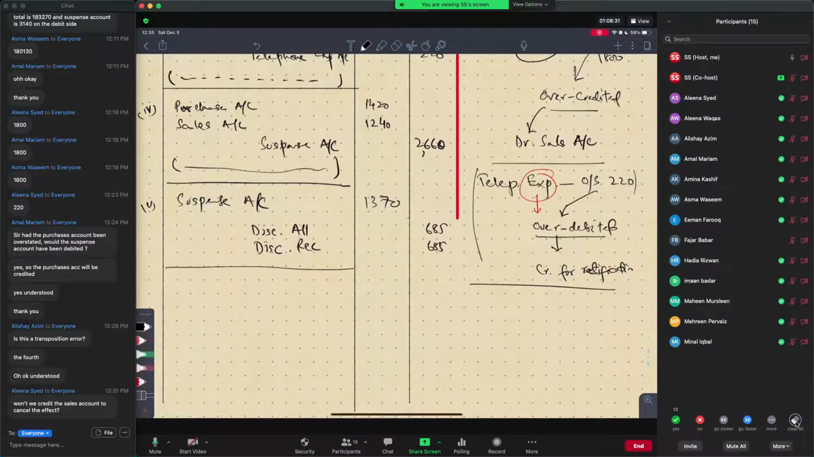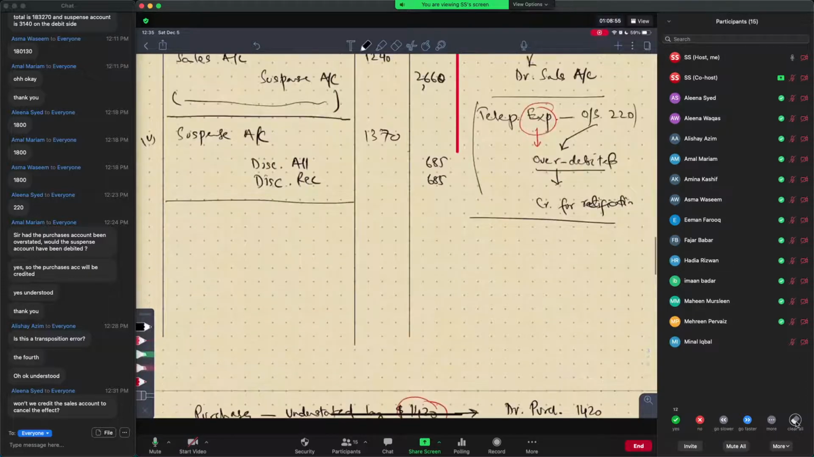Give me your feedback again if you understand this fifth error. Good. And then the sixth last error, it says trade payable account balance brought forward in the current year as 9740 instead of 9470, shown as the last year's trade payables.